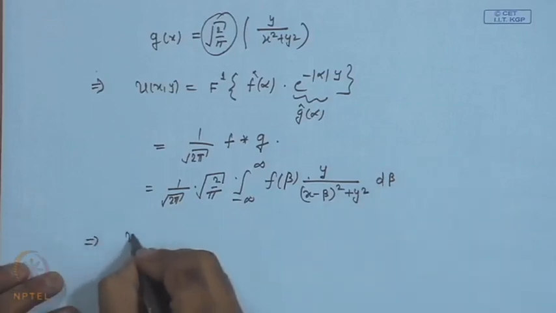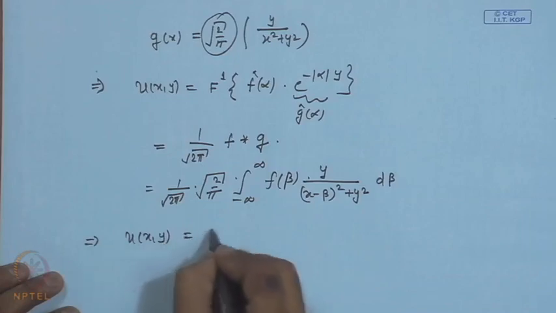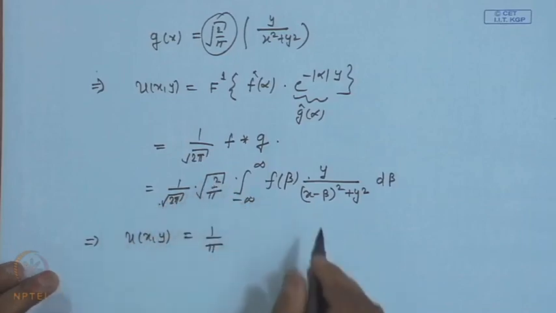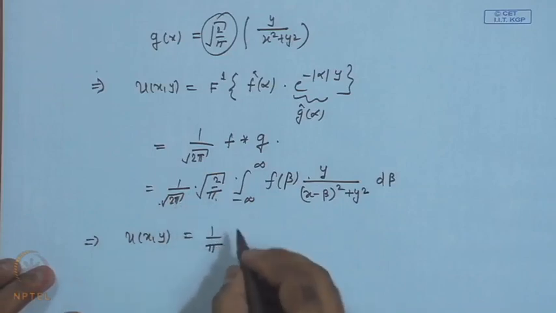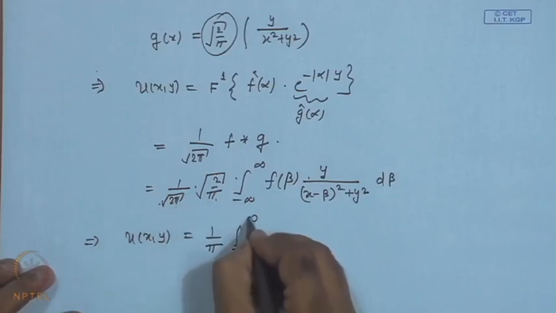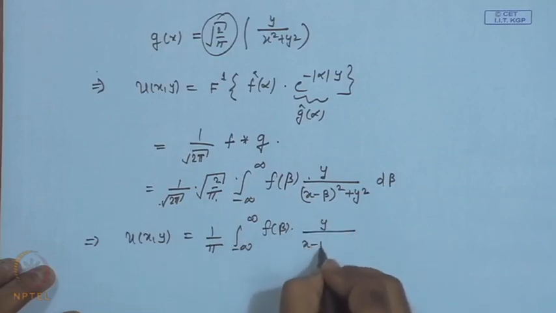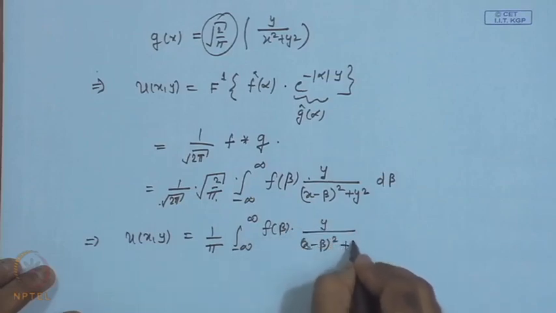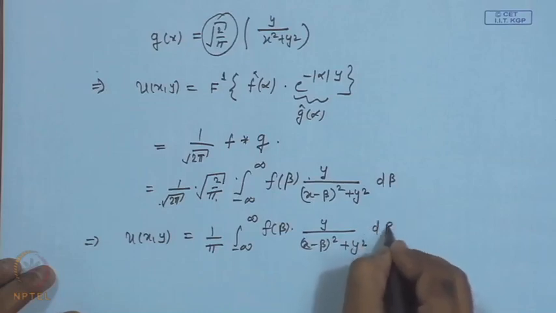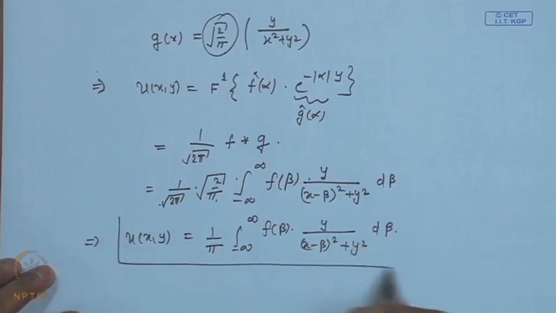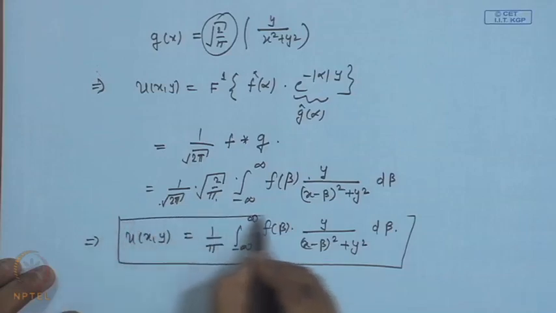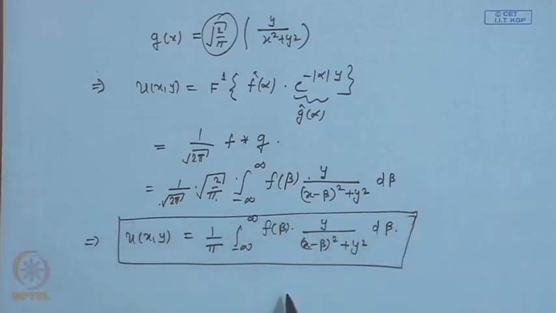So, what we get is u(x,y) = 1 over π, the square root 2 will cancel with square root π, integral from minus infinity to plus infinity of f(β) y over (x − β)² + y² dβ, and this solution is also known as the Poisson integral formula.